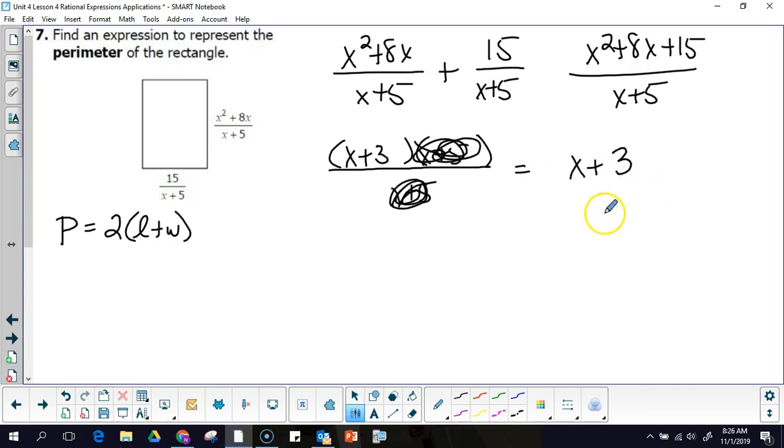So all I need to do now is just multiply this times 2, and I'll have the perimeter. So 2 times x plus 3 is 2x plus 6. And that's the perimeter of that one.